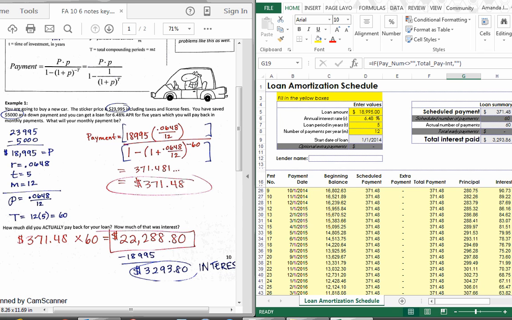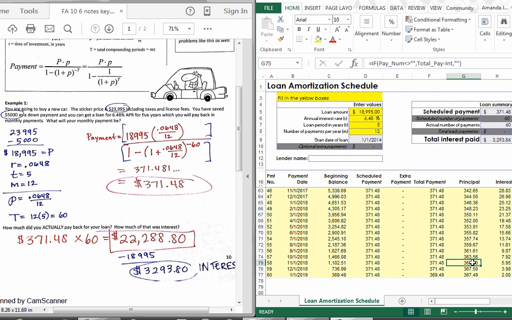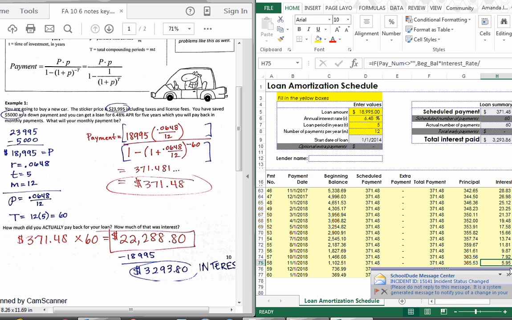And you could scroll all the way down to the bottom, and you could see that eventually almost all of your payment is going towards paying off your loan, and only a very small part of it is going towards paying interest. Sorry about my little messaging app that insists on being up there.